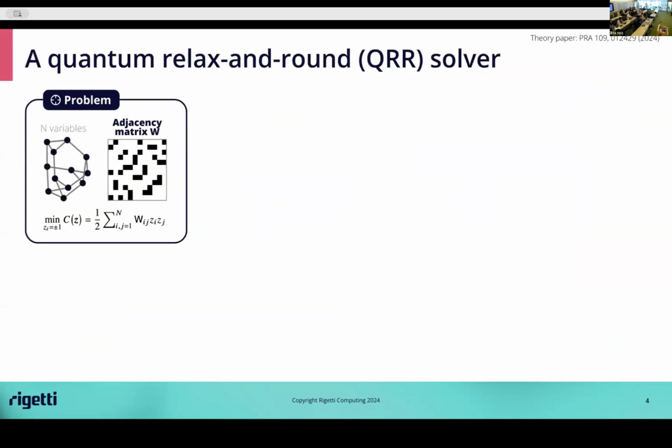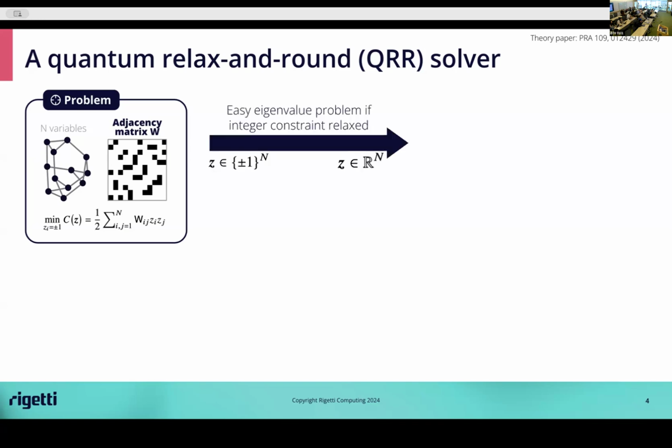So here's what we propose here, a quantum relax and run solver, QRR for quantum relax and run. And it may be easy to start by understanding what is a relax and run solver in the classical world first. And for that, well, we start with our optimization problem and its adjacency matrix W, which encodes it.